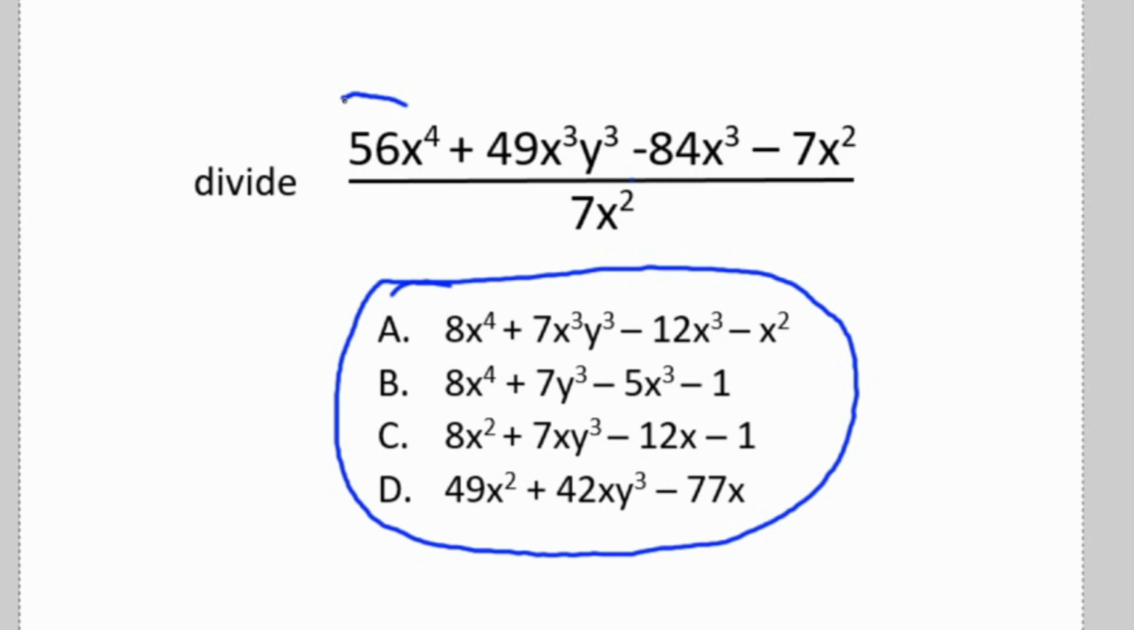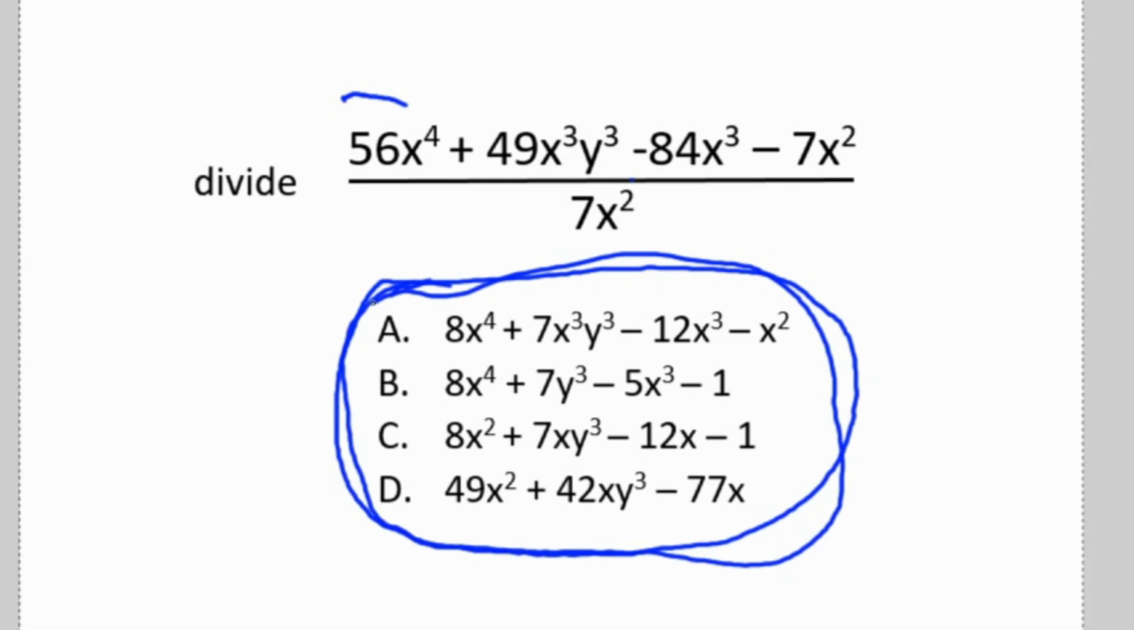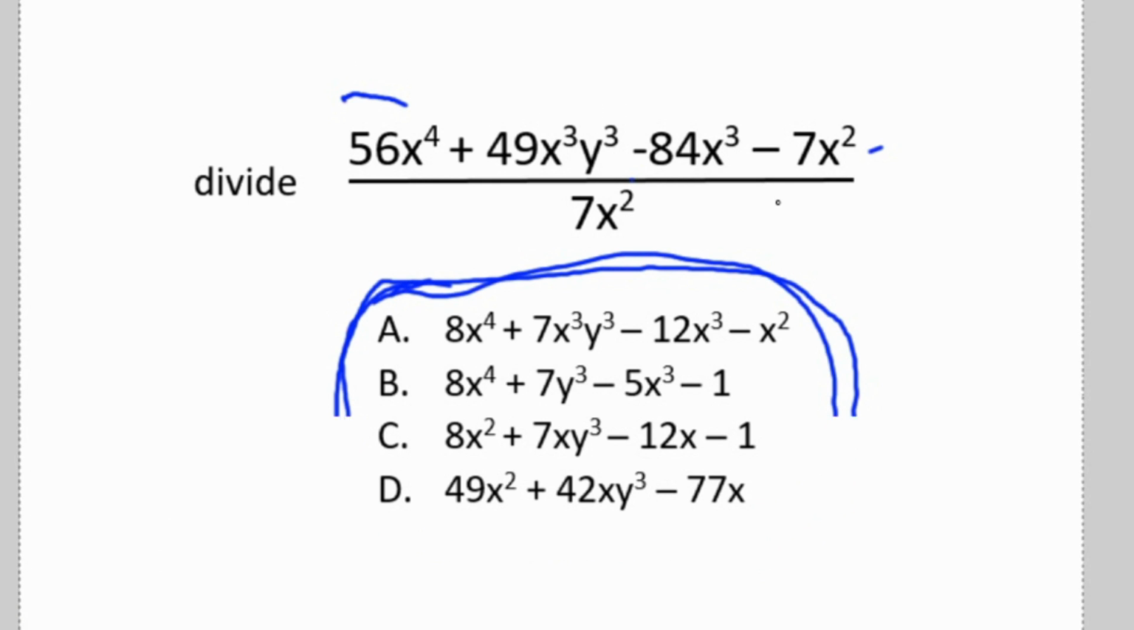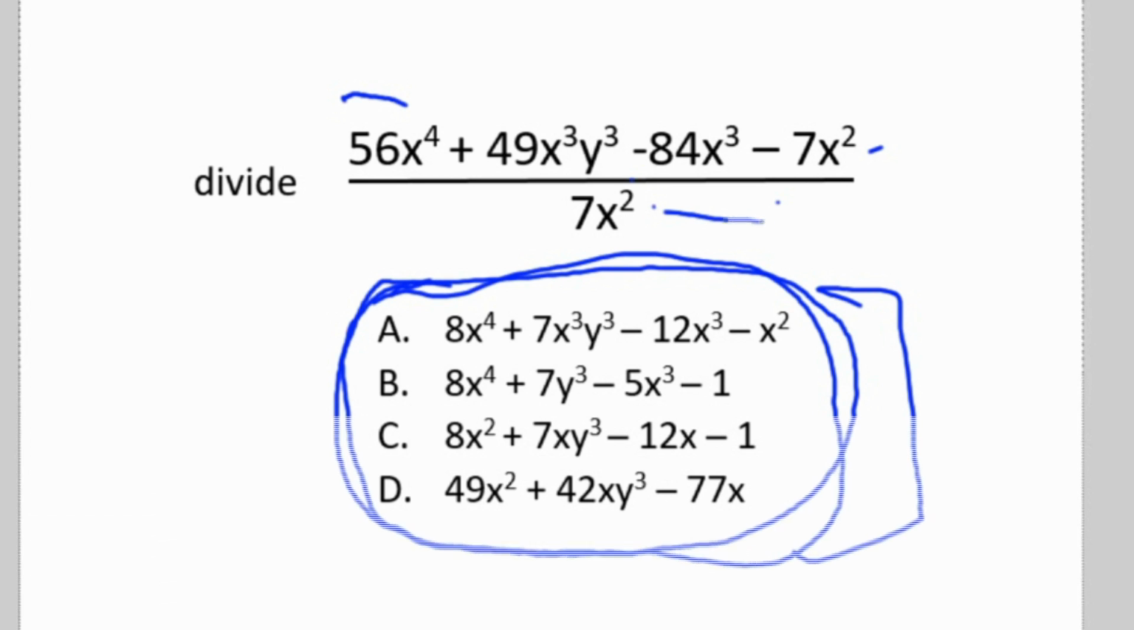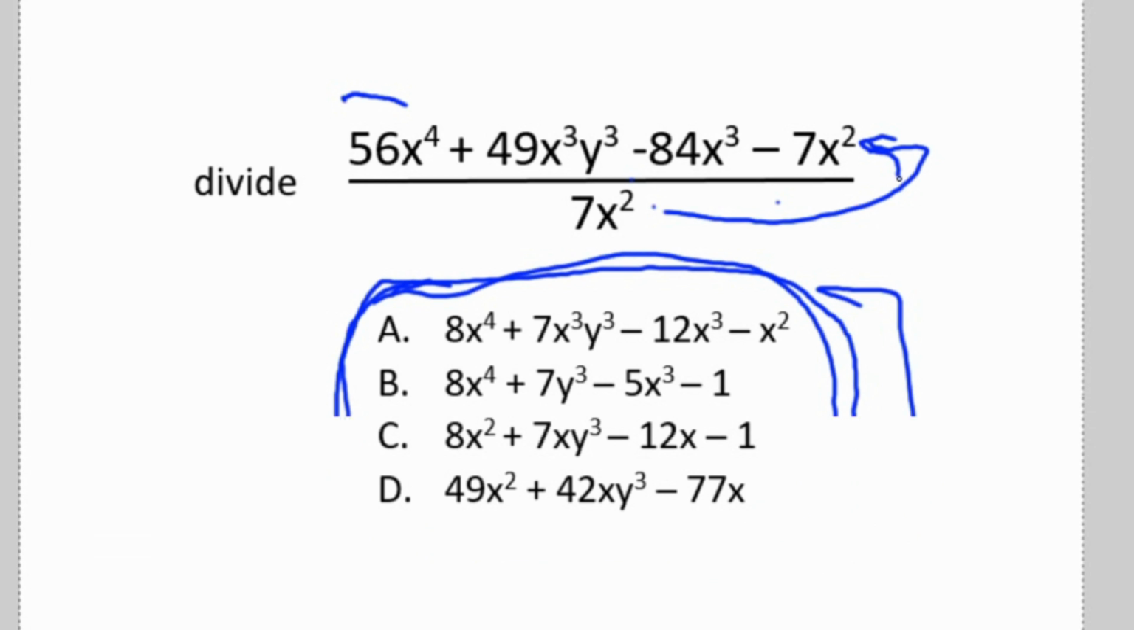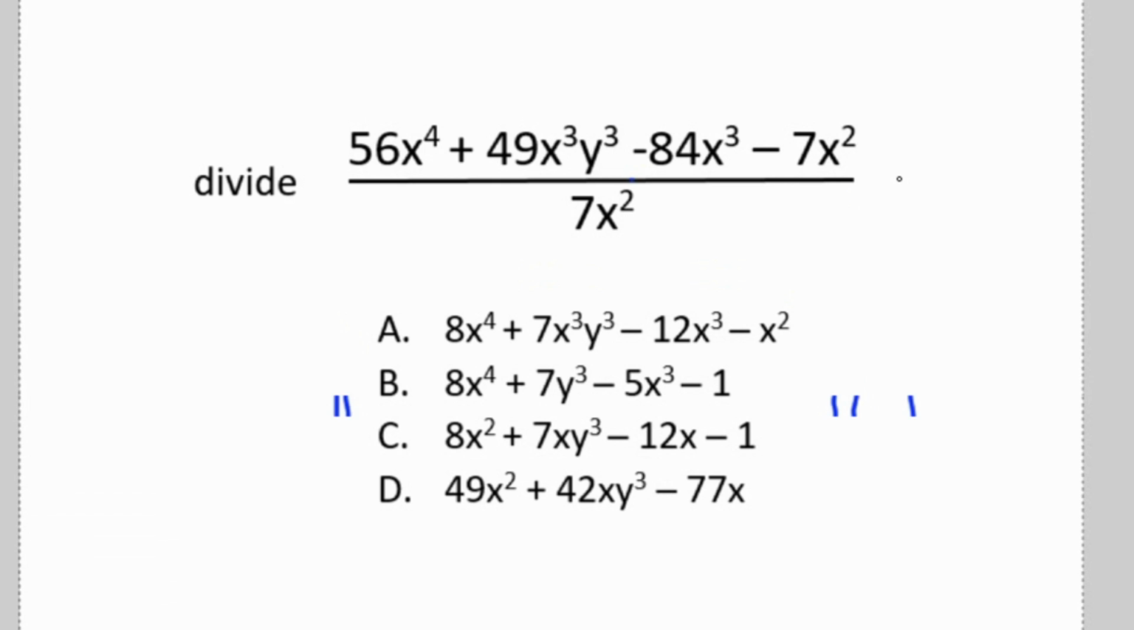So the question is dividing polynomials, dividing 56x to the fourth, blah, blah, blah, by 7x squared. So the answer is one of these. When you divide this by this, you'll get one of these answers. Another way to think about that is when you multiply one of these by this, you'll arrive back at this answer. And since dividing polynomials is sometimes difficult or time-consuming, this may be the easier and faster thing to do.